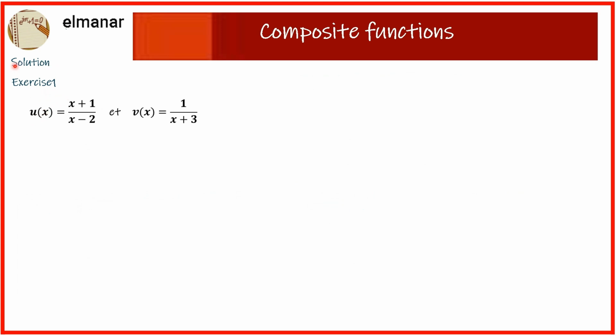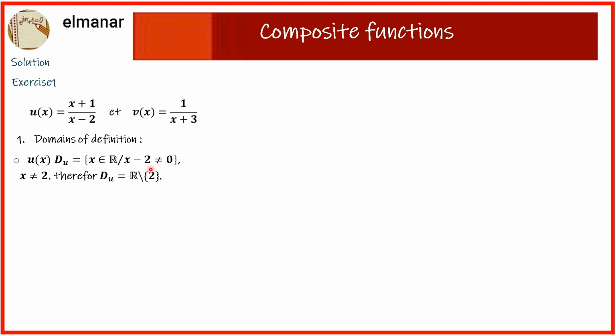Solution of exercise 1. Domains of definition. The function u of x is defined if the denominator x minus 2 is not equal to 0, that is, if x is not equal to 2. Therefore, the domain of u is the set of real numbers excluding 2. The function v of x is defined if the denominator x plus 3 is not equal to 0, that is, if x is not equal to negative 3. Therefore, the domain of v is the set of real numbers excluding negative 3.